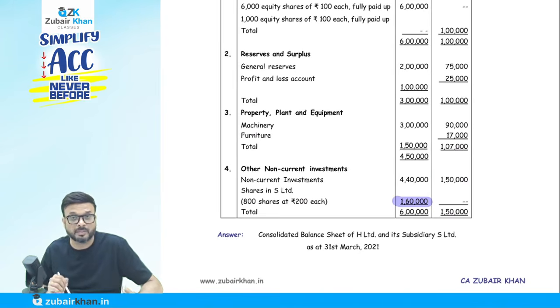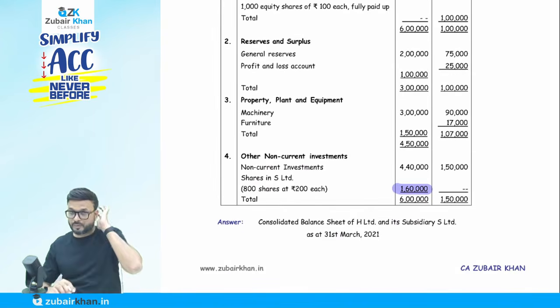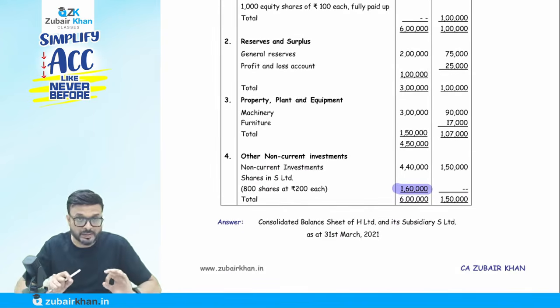company. The holding company purchased 800 shares in the subsidiary company at the rate of rupees 200, so the cost of acquisition is 1 lakh 60. Okay. Now they ask us to prepare the balance sheet. Always I told you, the first thing you have to do is analyze the profit of the subsidiary company. So we'll do the same.